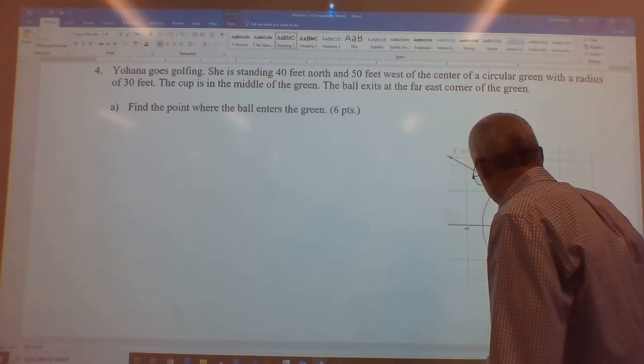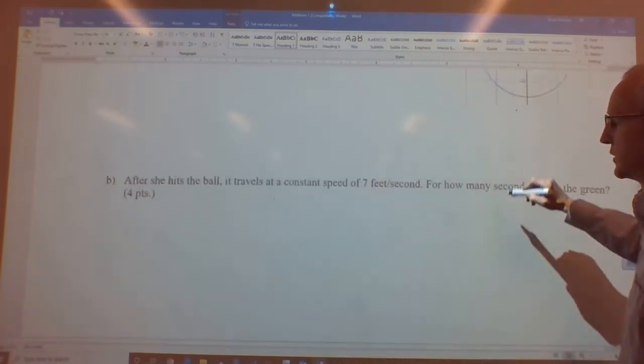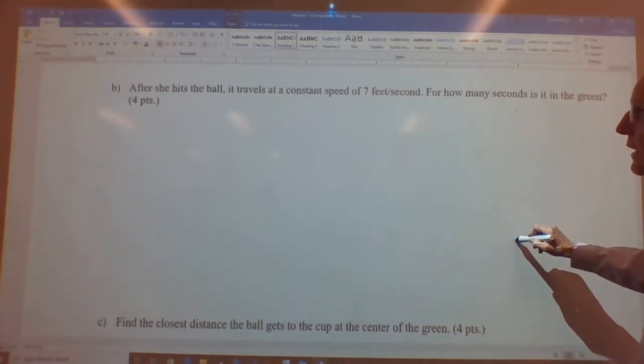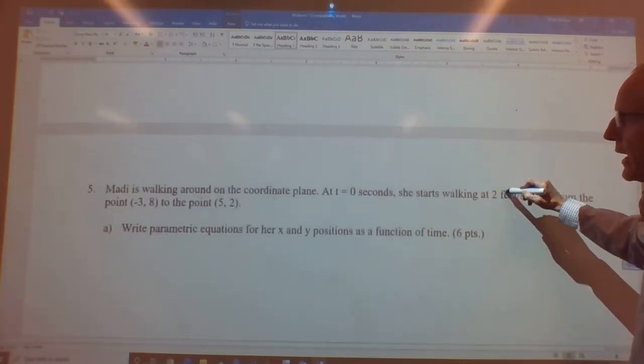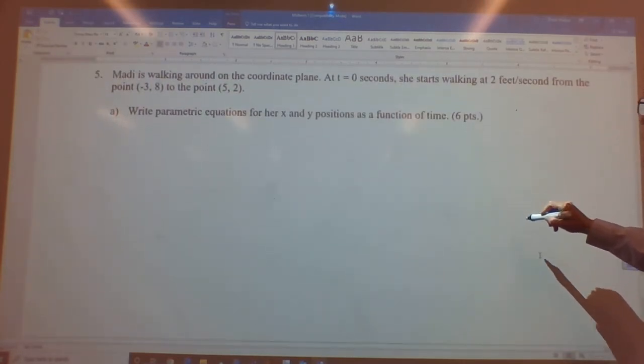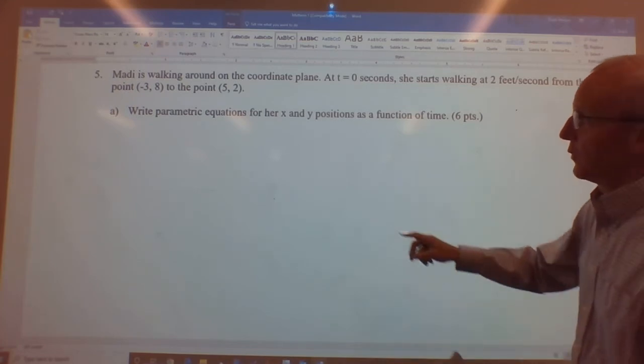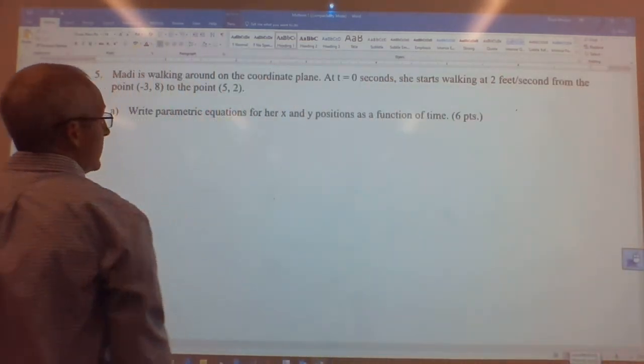Last one, number 5 here. Let's see what's happening. Okay, we did all this stuff. Maddie's walking around. She goes, okay, we know this point to that point.